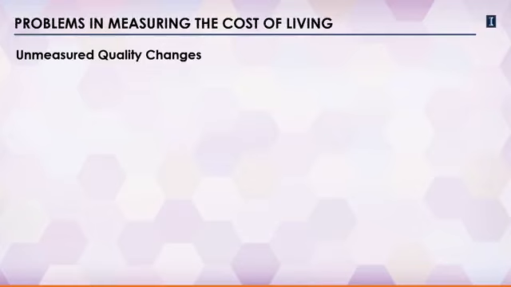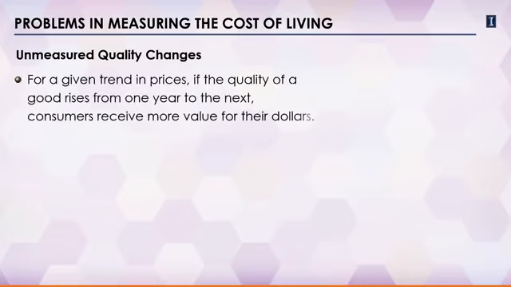The second issue in calculating CPI is changes in quality. When the quality of a product changes, its price also may change. But that may not reflect inflation. It may be reflecting the value of the good being higher than before. So we need to take that into account.